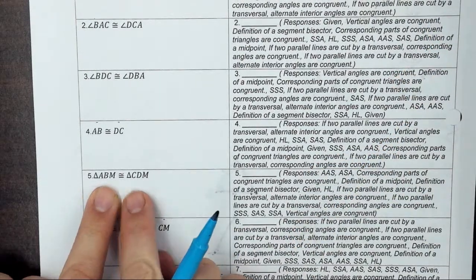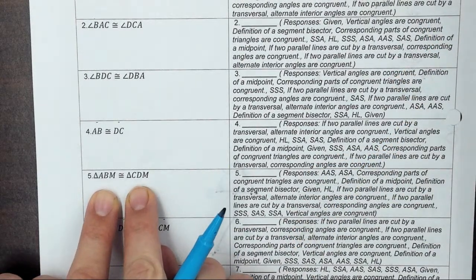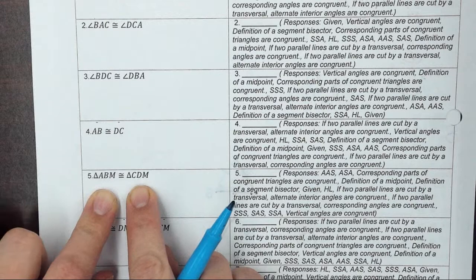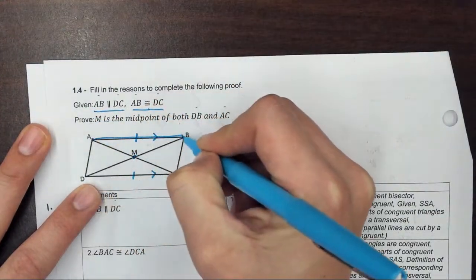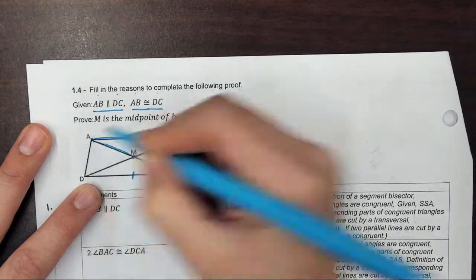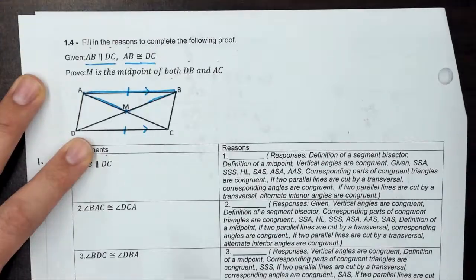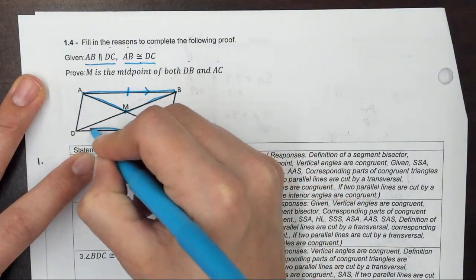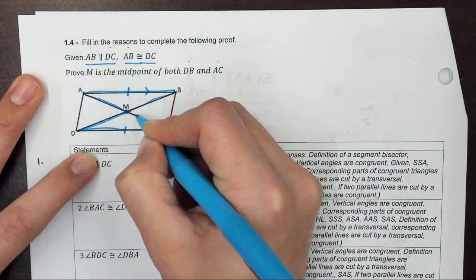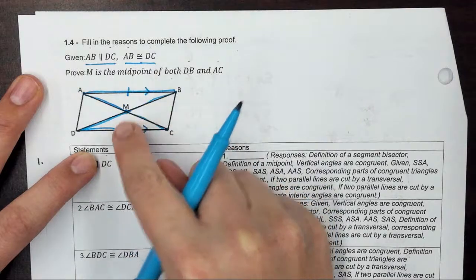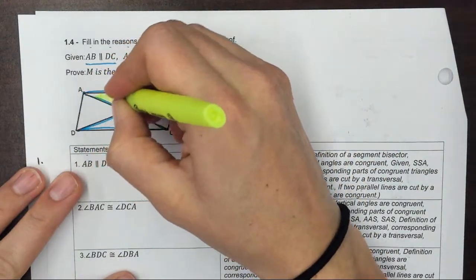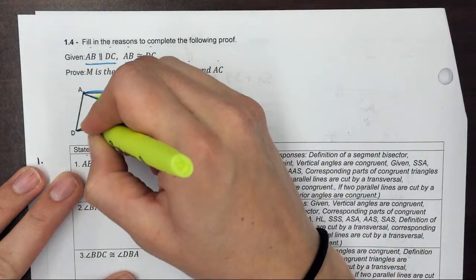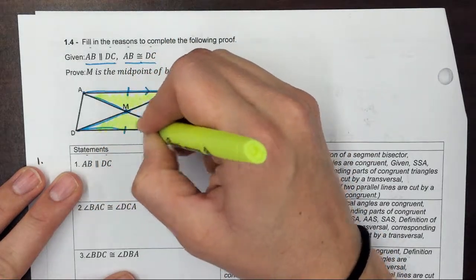You've proven triangle ABM is congruent to CDM. So if it were me, I would go ahead and highlight those two. ABM, this triangle in blue, is congruent to CDM. And we're just going to come back. So we're proving these two triangles, and I'll color them in yellow, are congruent to each other first. And then we'll get to the actual proof of what we are here to do.